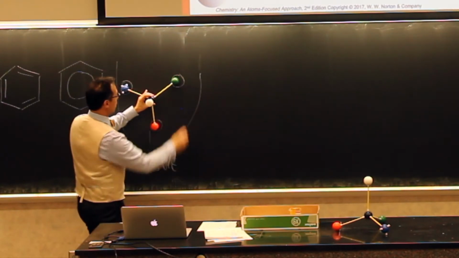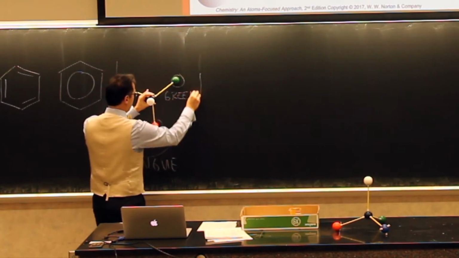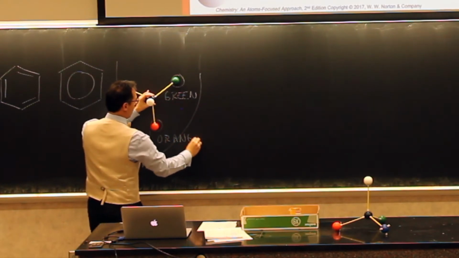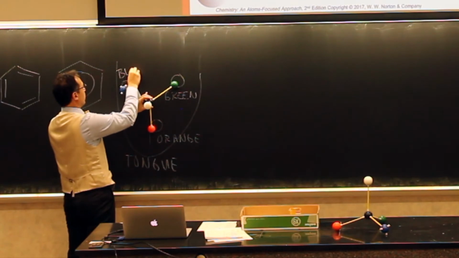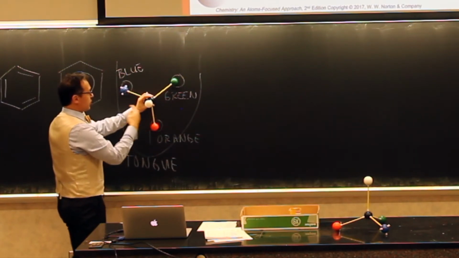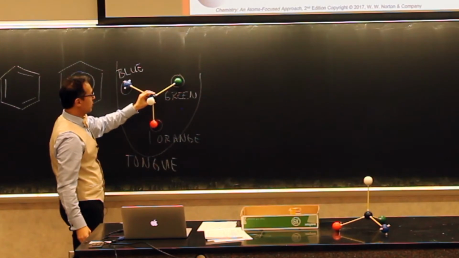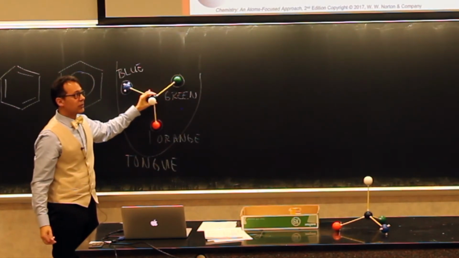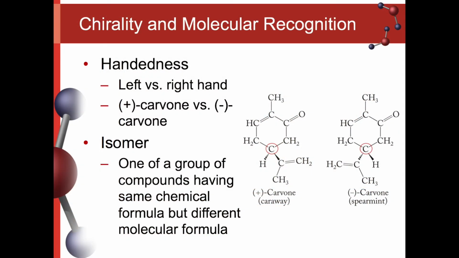And I'm going to say here, this one's green. And this one here is orange. And over here I've got blue. And we're just going to say these are 3 receptor sites here, or it's a receptor site where the molecule touches and the tongue recognizes that and it says, that's tasty. Maybe that's caraway, for example.